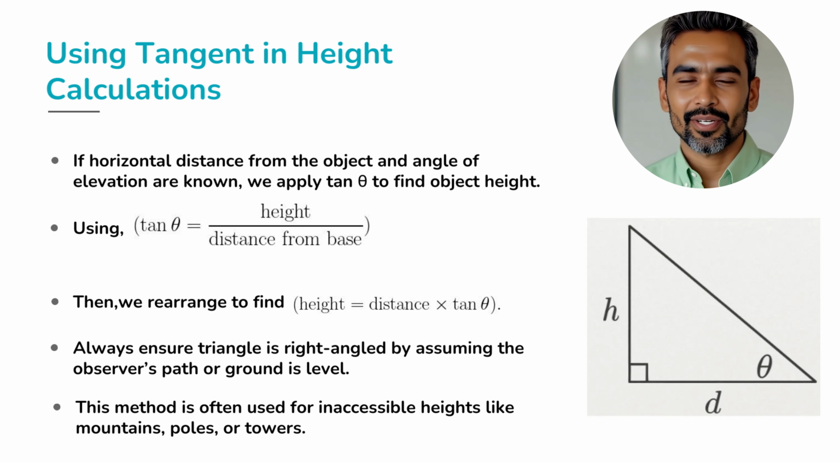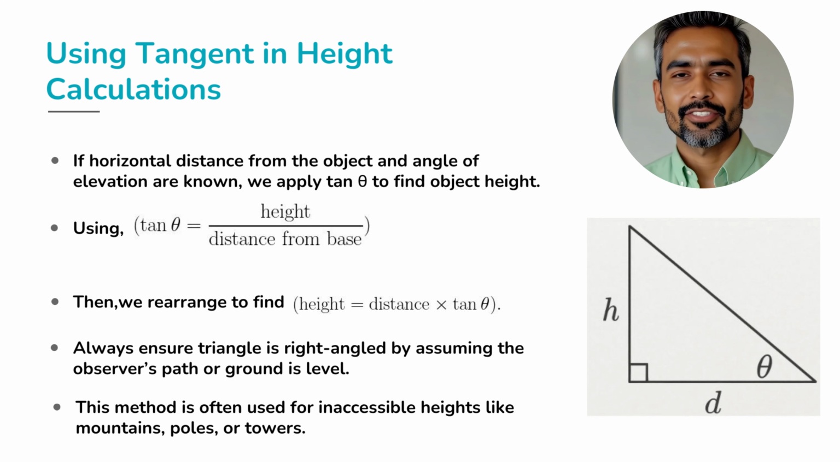Now, let's talk about how exactly we apply tangent in real height calculations. Suppose you know how far you are standing from the base of a tower, and you measure the angle of elevation to the top of that tower. Perfect! This is where the tangent formula comes alive. We use the formula: tangent of theta equals the height of the object divided by the horizontal distance from the base. In simple words, tan theta equals height over distance. Rearranging this to find the height, we get height equals distance multiplied by tangent of theta. That means once you calculate or know tan theta, you multiply it by your distance from the tower to get the tower's height.